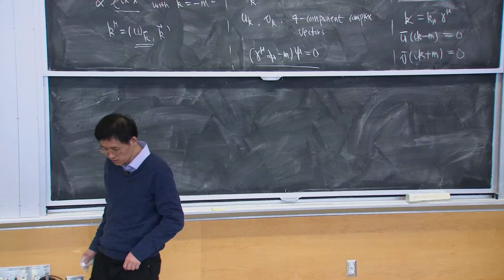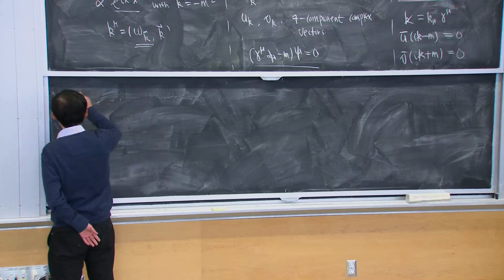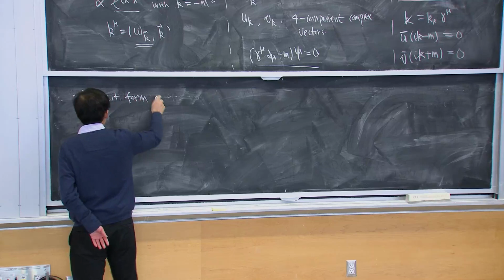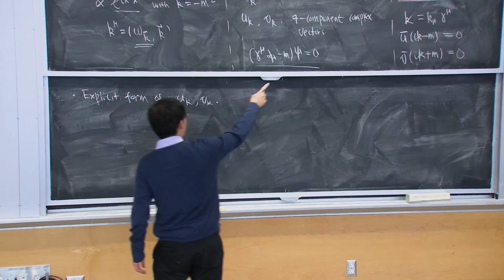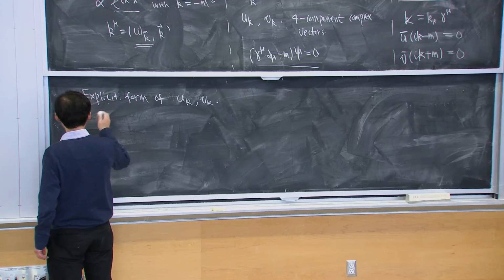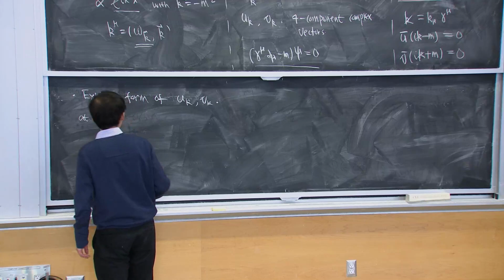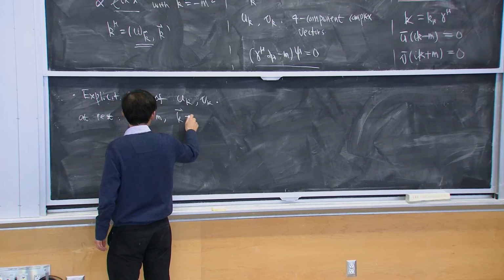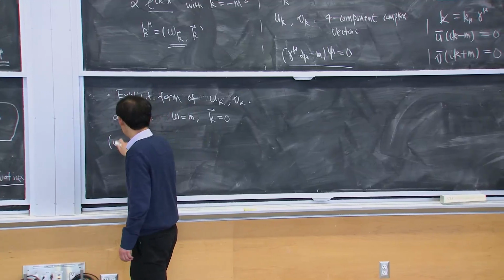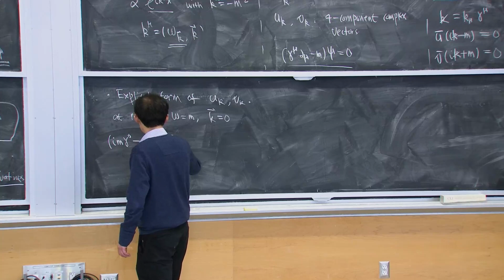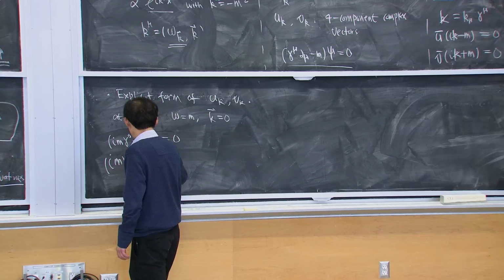So to find the explicit form of U and V, one simple thing to do is to consider the simple case where the particle is at rest. When the particle is at rest, then omega is just equal to m, and k equals zero. Then the equation becomes i m gamma^0 minus m u equals zero, and i m gamma^0 plus m v equals zero.